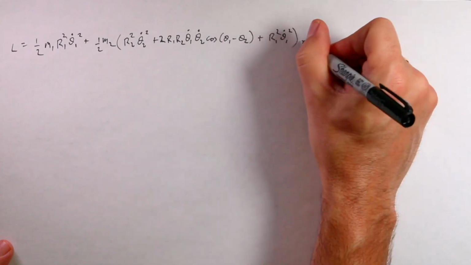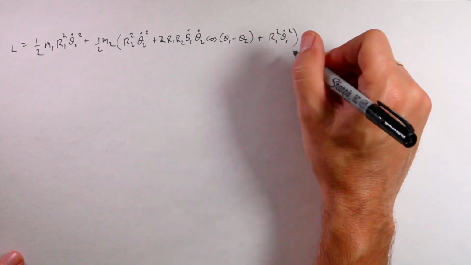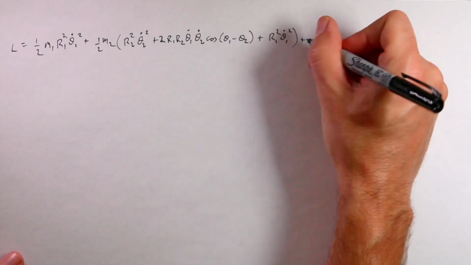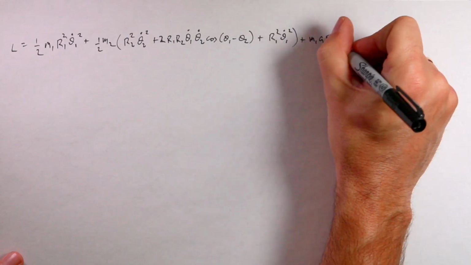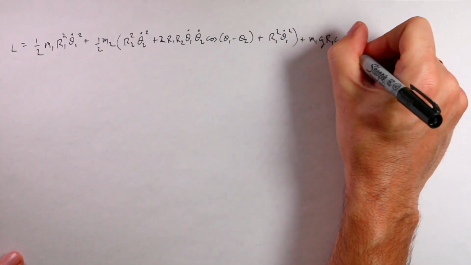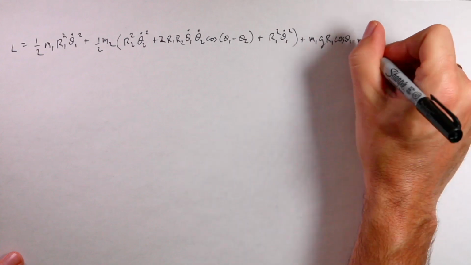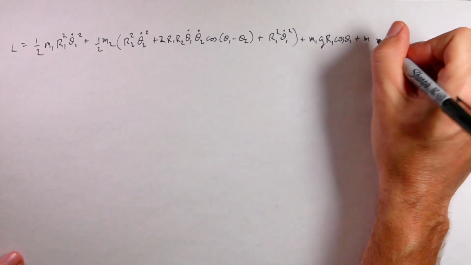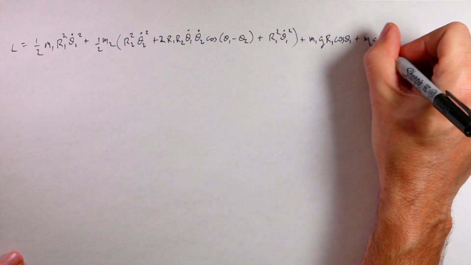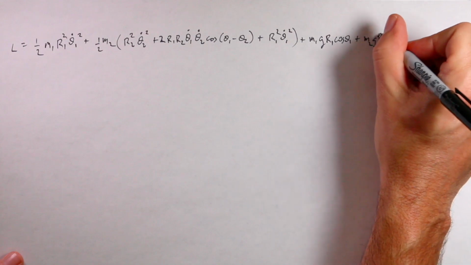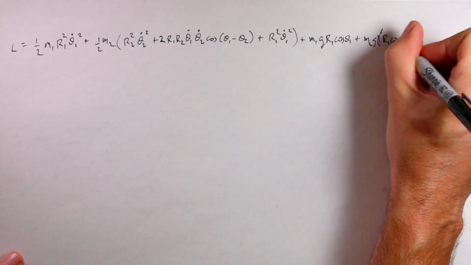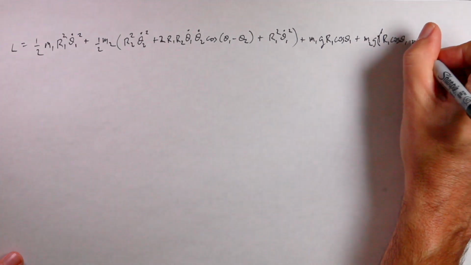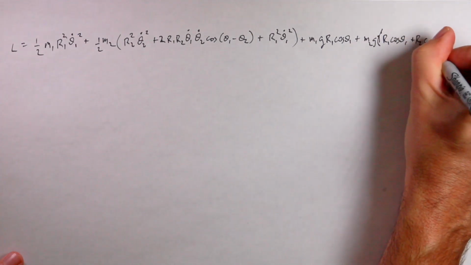Now the potential energy term, it's going to be minus the potential, but the potential has a negative sign in there, so it's plus m1 g r1 cosine theta 1 plus m2 g times r1 cosine theta 1 plus r2 cosine theta 2.